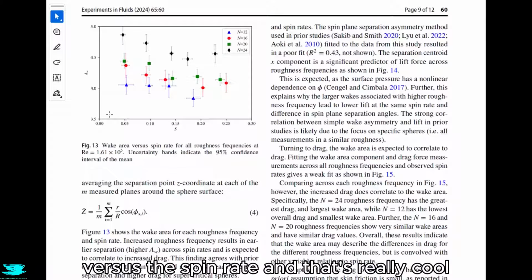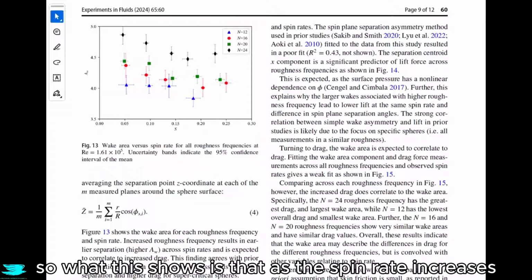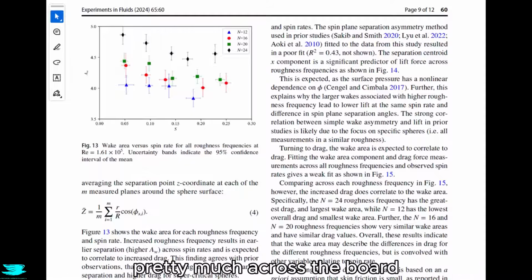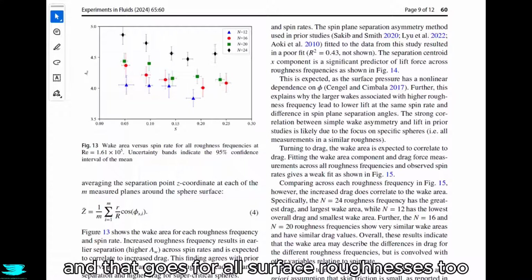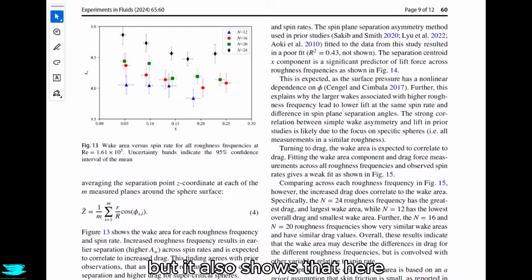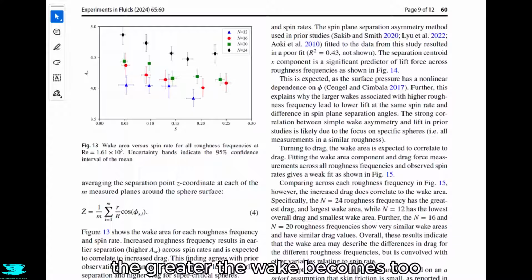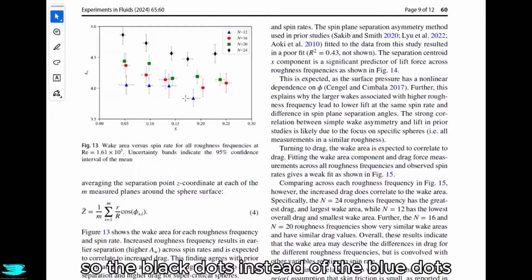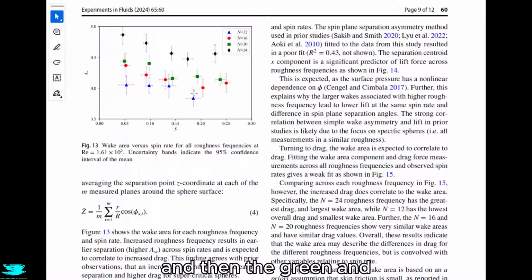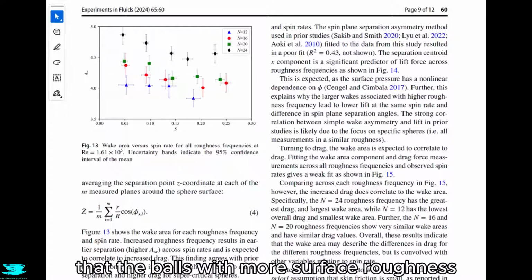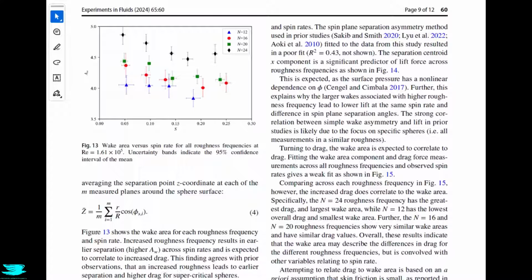And that's really cool. So what this shows is that as the spin rate increases, pretty much across the board, the wake area drops. In other words, the wake size becomes smaller with increasing spin rate, and that goes for all surface roughnesses too. But it also shows that the more surface roughness you have, the greater the wake becomes too. So the black dots instead of the blue dots, and then the green and red ones. That indicates that the balls with more surface roughness have more pressure drag too.